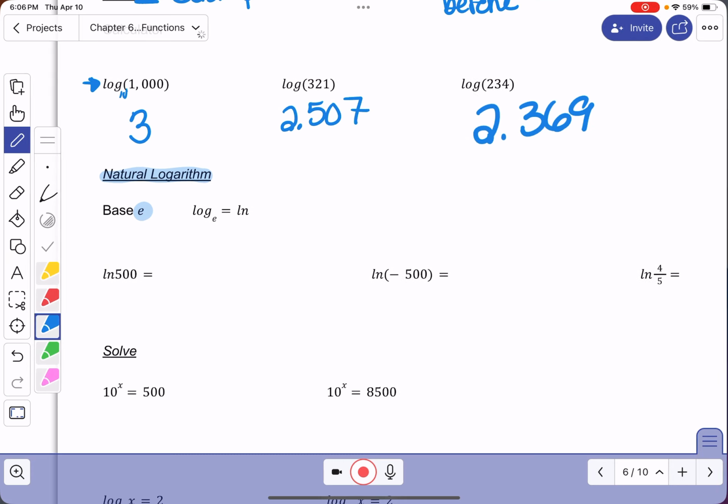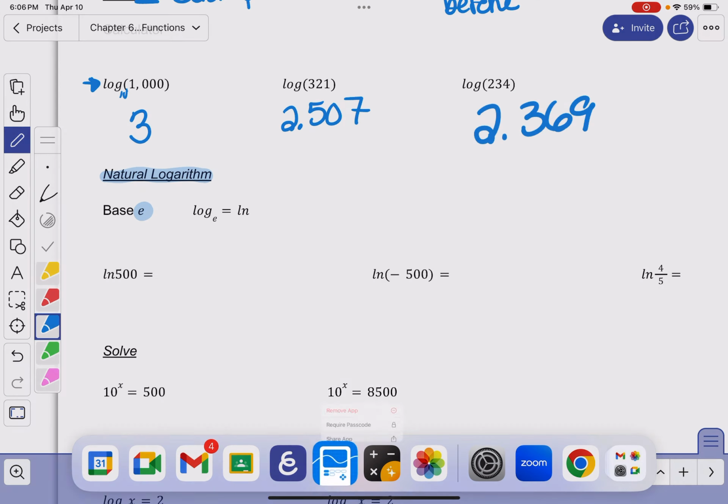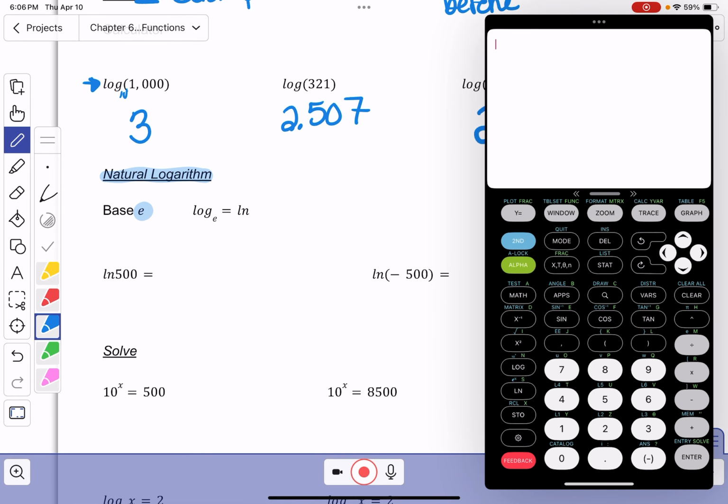That's how you say log base e. So the ln button is right below the log button. So it's right here. It says ln. So that's log base e. So if you type ln 500, you get 6.215.